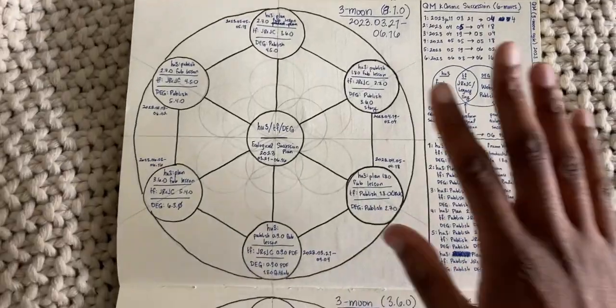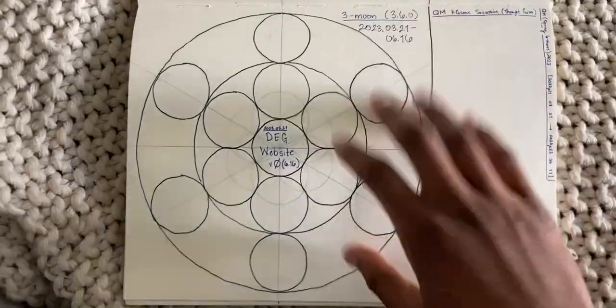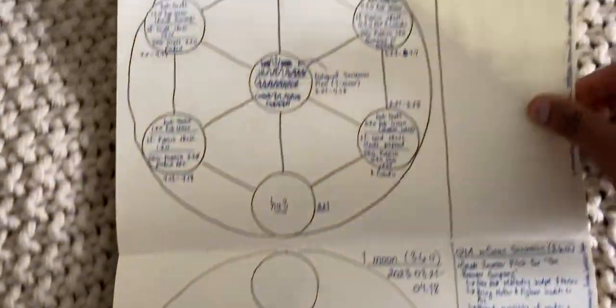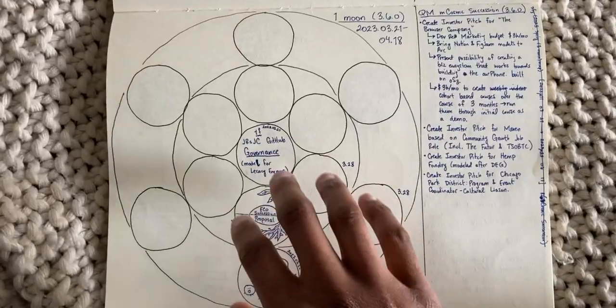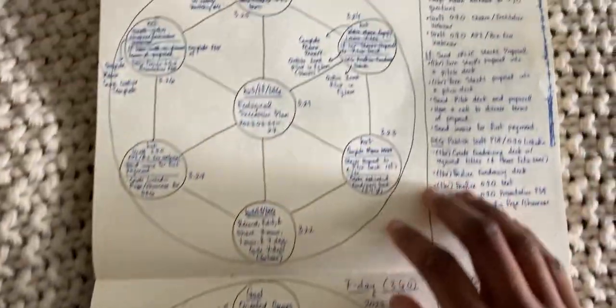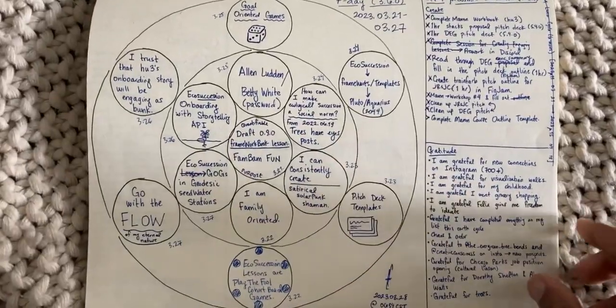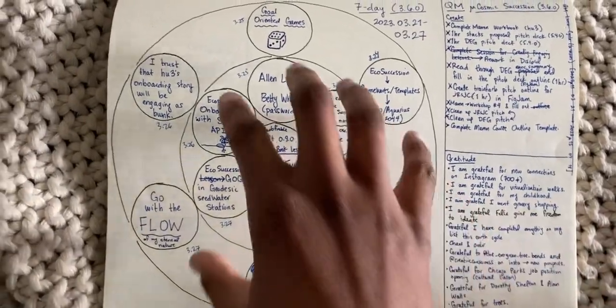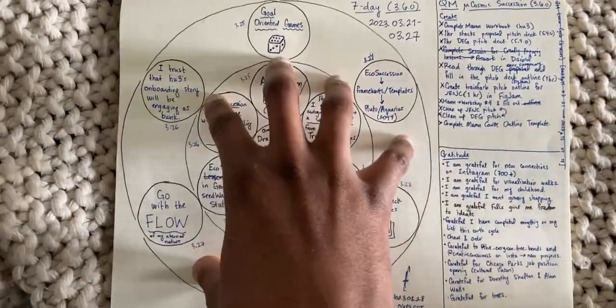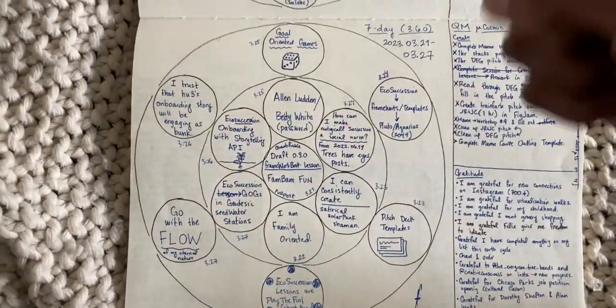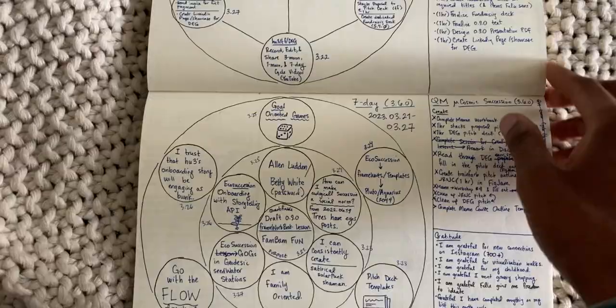To recap, we've got this 3-month agenda, a 3-month process, a 1-month agenda, and then a 1-month process. And then within that, a 7-day agenda, and then the Earth cycle, a 7-day process. Just wrapped up the first 7-day process within the month and within the 3 months.